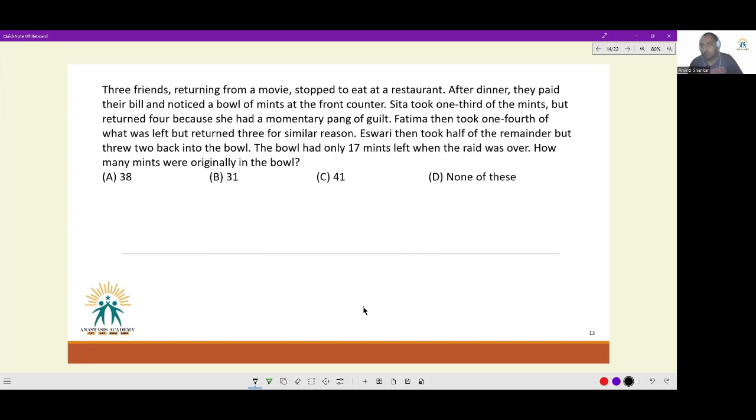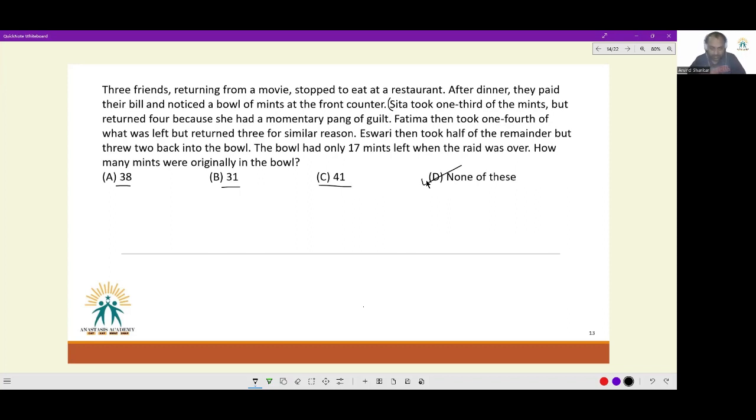How many mints were originally in the bowl? Now see, the answer to this question is very, very easy to reach. Sita took 1/3 of the mints, so the original count of mints has to be a multiple of 3. Given that all the options mentioned here are non-multiples of 3, the correct answer has to be none of these. Because initially, the total number of mints has to be a multiple of 3. You cannot take 3.2 mints.